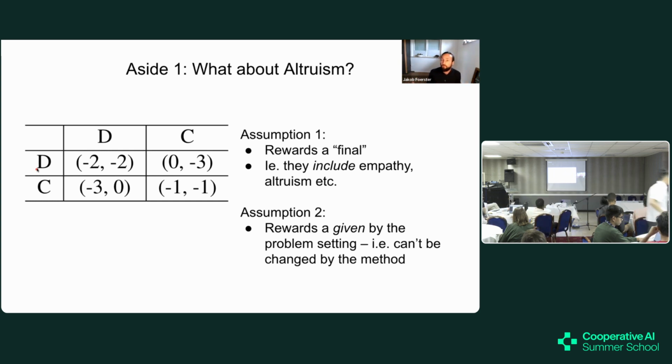Otherwise, I'm going to call it something that's resolved by the pure fact that humans are quite altruistic and we have a lot of built-in reward shaping. And the second assumption in this talk is that the rewards are actually given by the problem setting, and they can't be changed by the method. And that's important, because we'll be clear about what is a problem setting and what is a method.